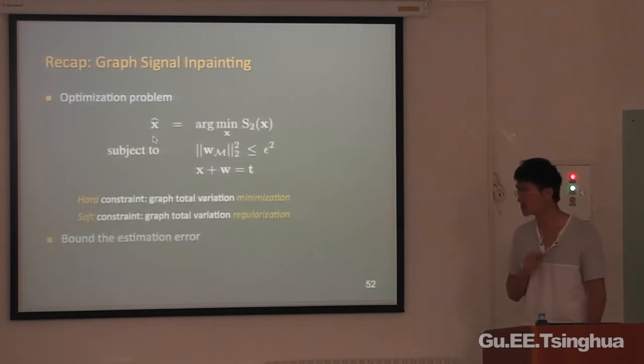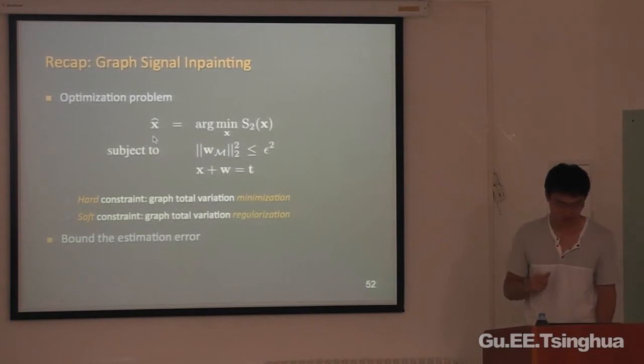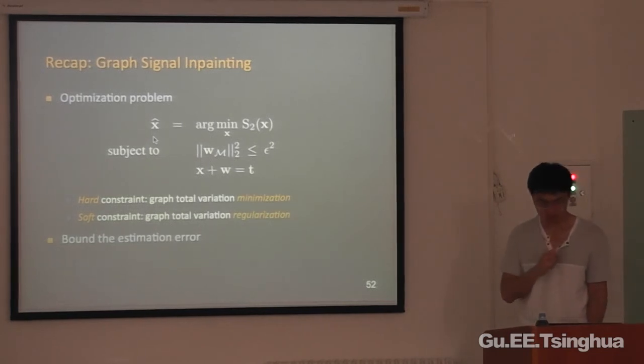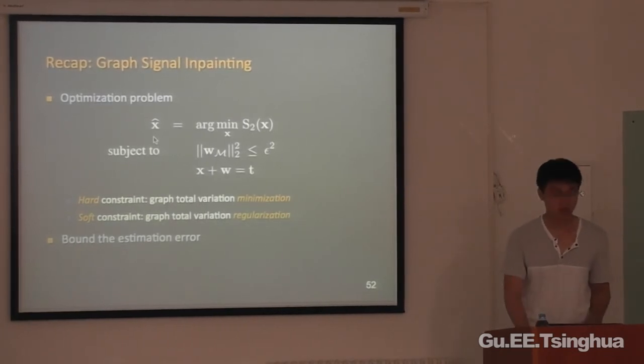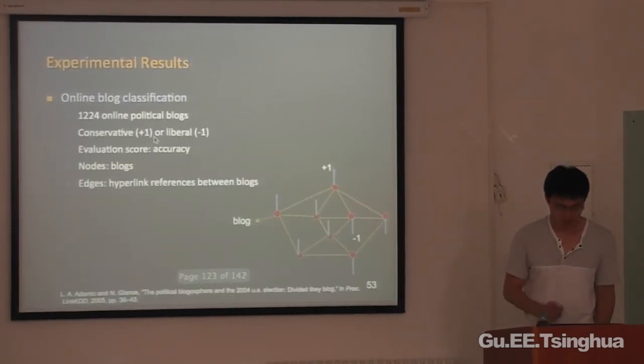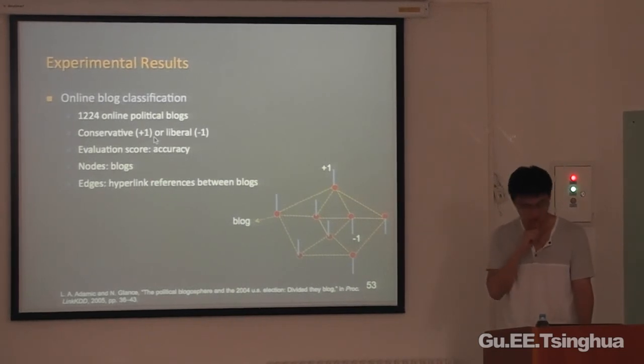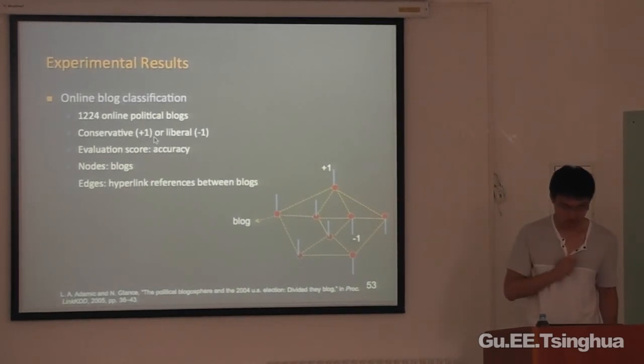So recap for this section, we set up this optimization problem, and we have two kinds of version, hard version and soft version, and we bound the estimation error. So here are some experimental results.